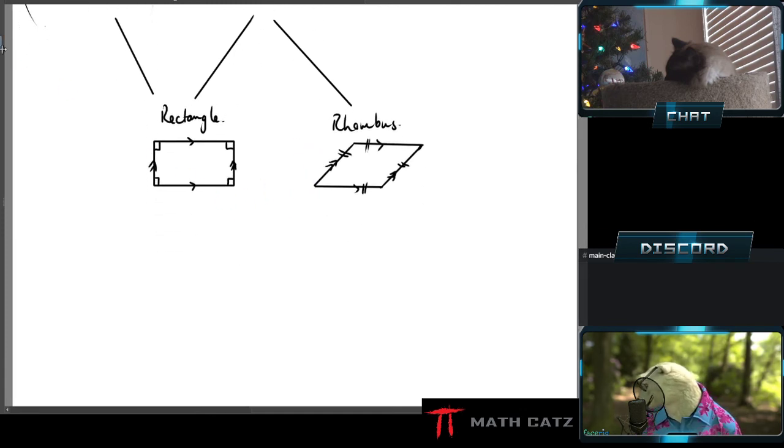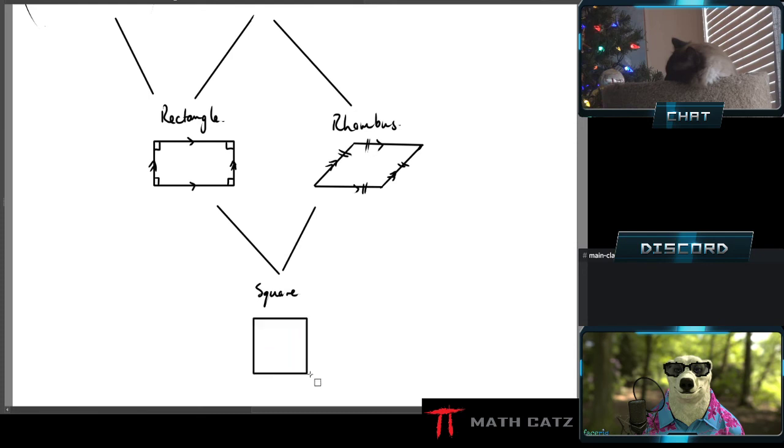These two, the rectangle and the rhombus, come together in the square. So I can get to a square in multiple ways. Let me just draw the square. I can go via a rectangle and then say it's a rectangle with all sides being equal, because the rectangle has fixed the angles already.